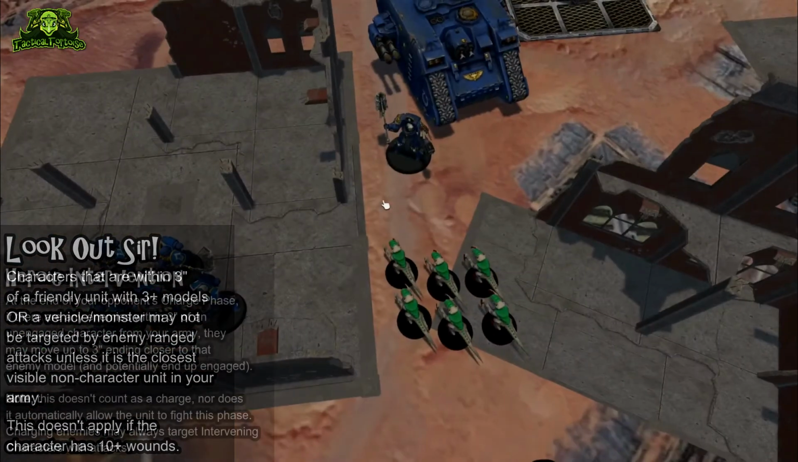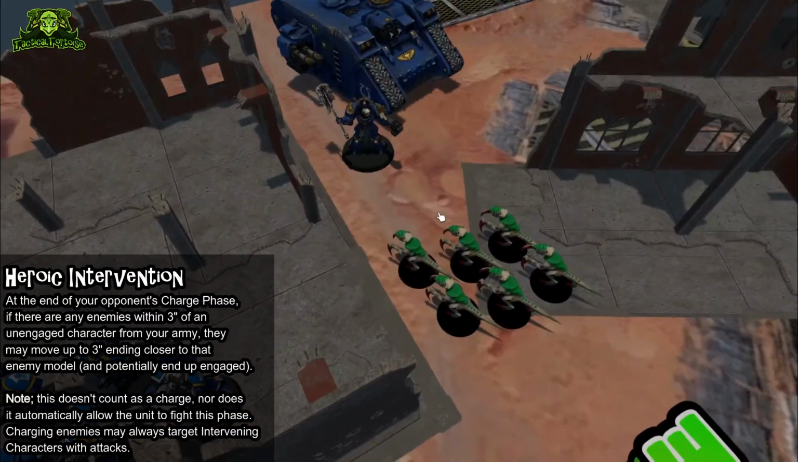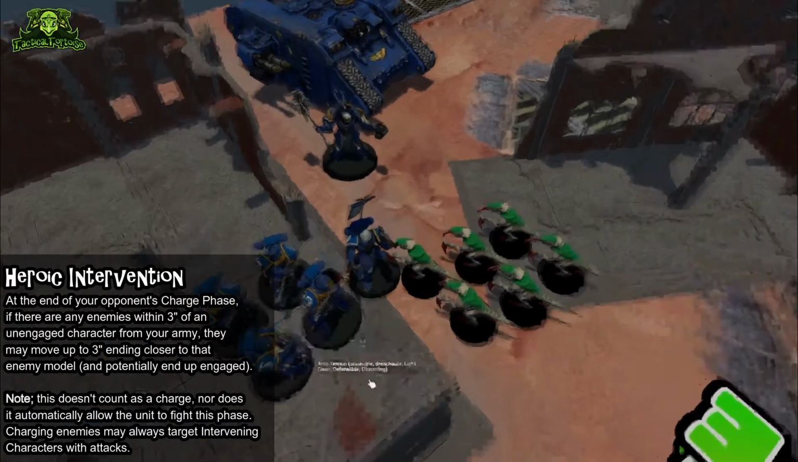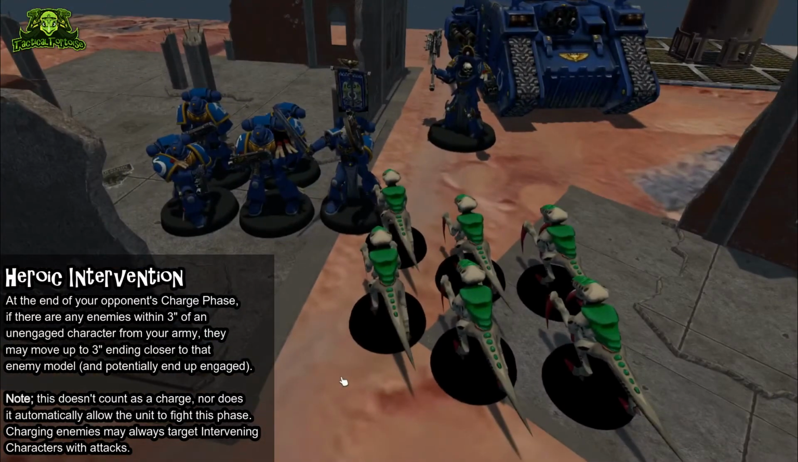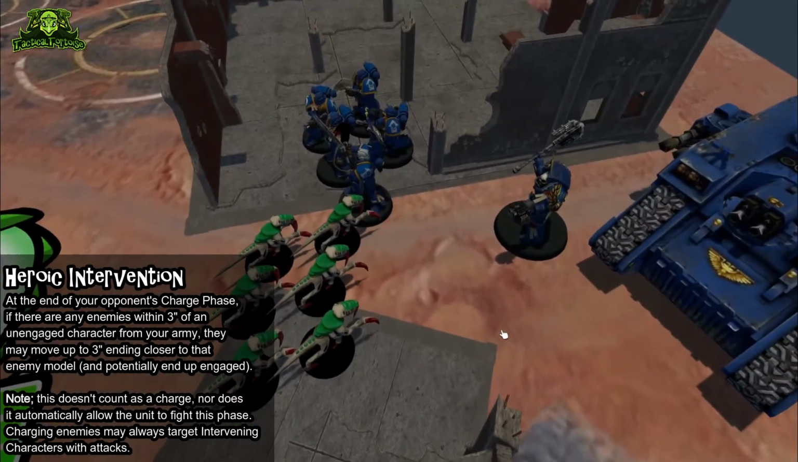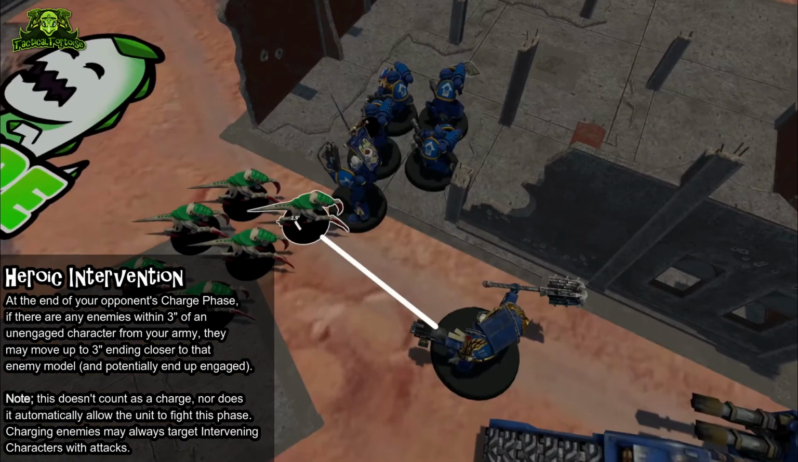Now, the other thing that characters can do is perform what's called a heroic intervention. This allows characters to join in the fight with nearby units, even though they themselves are not inside that unit. A heroic intervention triggers at the end of your opponent's charge phase in what's called their heroic intervention step. You can never perform a heroic intervention during your own charge phase. They only trigger during your opponent's charge phase. A character is eligible to perform a heroic intervention if, at the end of that charge phase, they are within 3 inches of any enemy models.